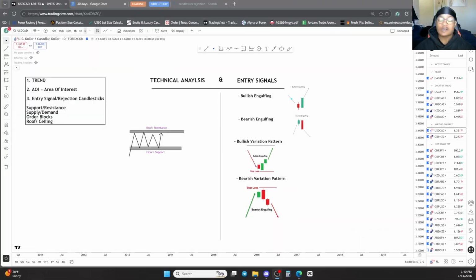All right, so we're talking about our entry signals. Entry signals are extremely simple. You just have to have the understanding on candlesticks. So first things first, we have our bullish engulfing, bearish engulfing, bullish variation pattern, and bearish variation pattern. These are the signals that we look for after we have done our technical analysis. But before we even break this down, I want to explain to you all what is a candlestick.